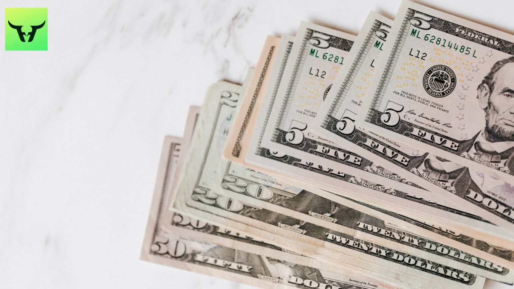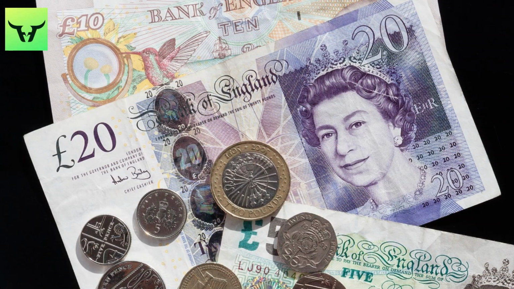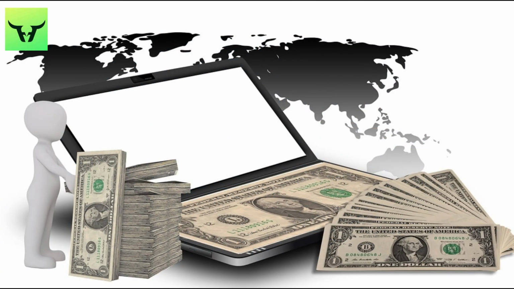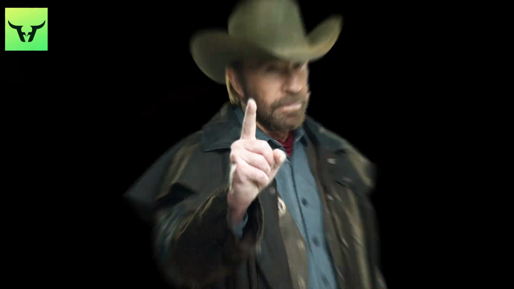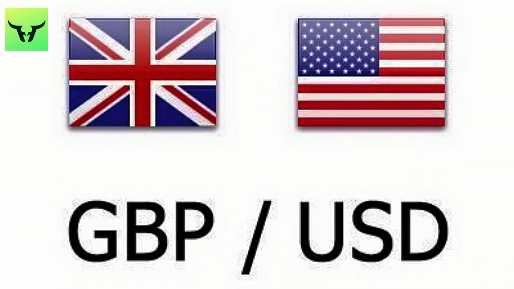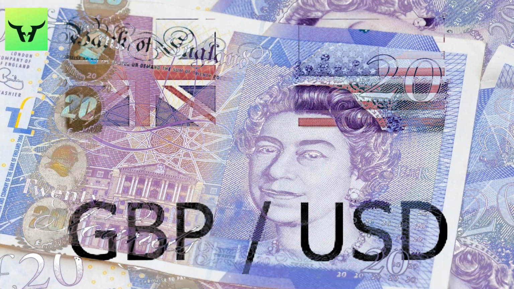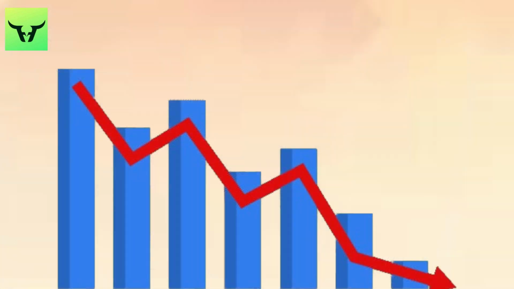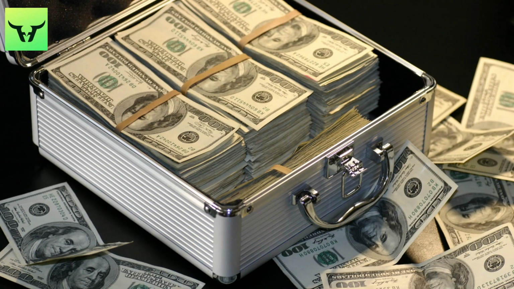Sell order. Bad news for the pound. Now, if you believe the British economy is showing signs of weakness, but the US economy is still strong, like Chuck Norris, place a sell GBP/USD order. This time you're saying, I'm selling pounds because I believe they'll lose value against the US dollar.